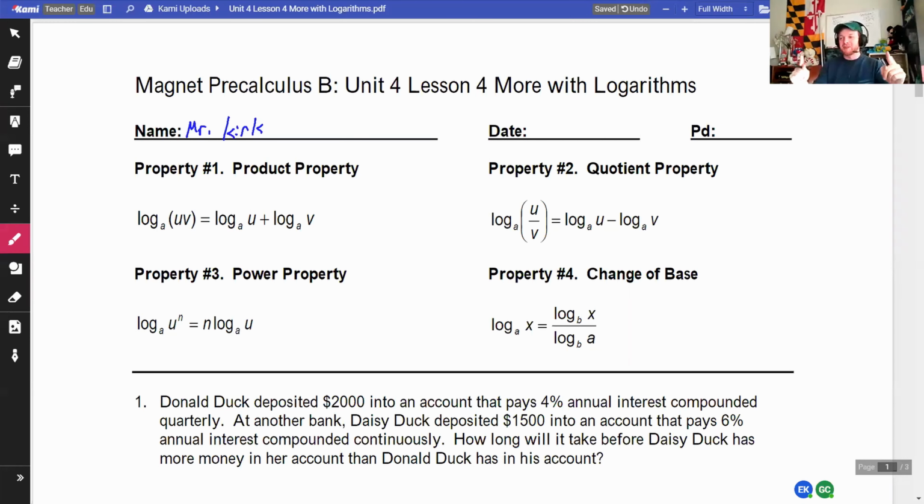Taking it easy. Let's learn some more about logarithms. So we have 4 properties. Let's throw our names on here. Oh, Mr. Kirk, are you sharing your screen? Oh, I'm not. Yeah, let's learn more about logarithms.